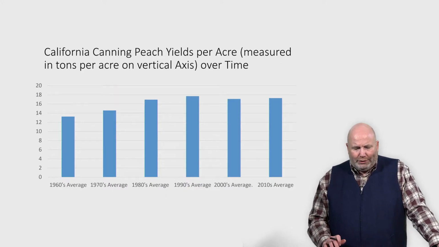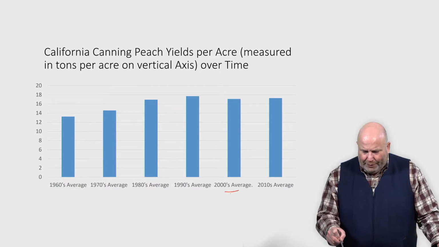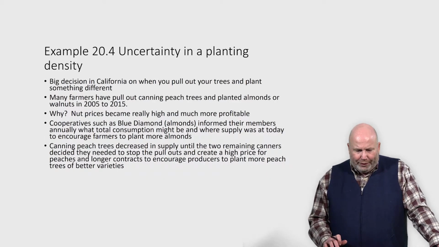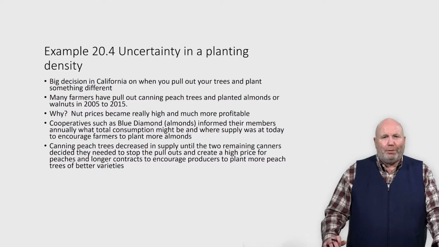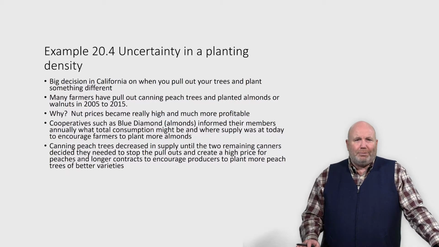Part of this is a yielding part, so we're seeing yields go up. Yields are going up on these new trees, so we're getting slightly higher yields. And so the big decision if I'm a California peach farmer is that I'm going to put uncertainty now into my planting density. The timing of when you pull out your trees and plant is something much different than for a farmer with annual crops. Planted almonds or walnuts have a higher price, a higher return per acre than canning peaches have. So nut prices are very high and much more profitable.